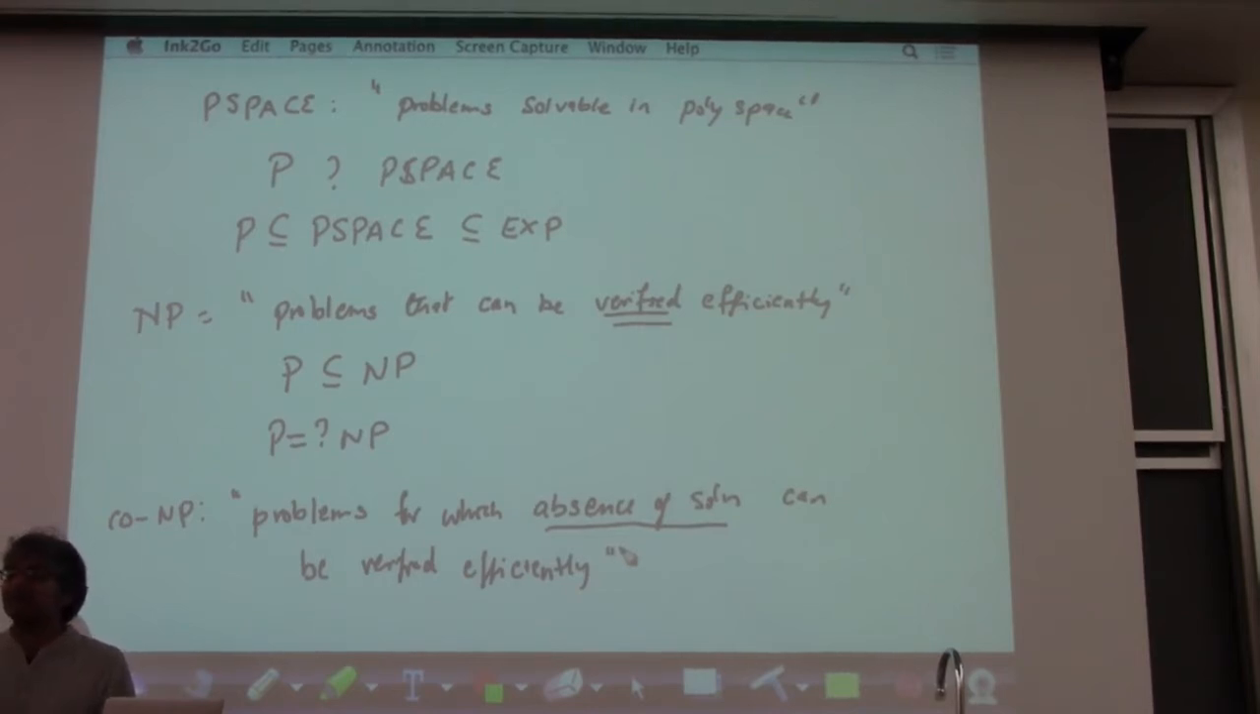Is NP complete the same as co-NP, or sorry? NP complete? No, it's different. Co-NP comes from recursion theory. Co is like complement essentially. So think of it like an effective complement. Okay, all right. So let's move on.